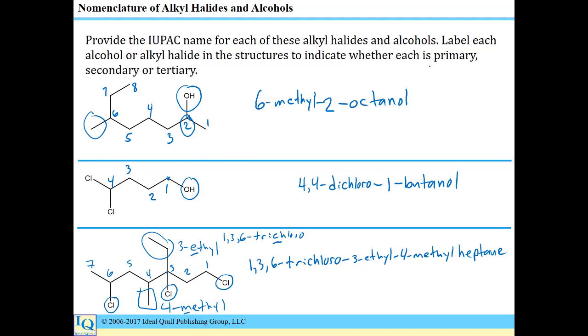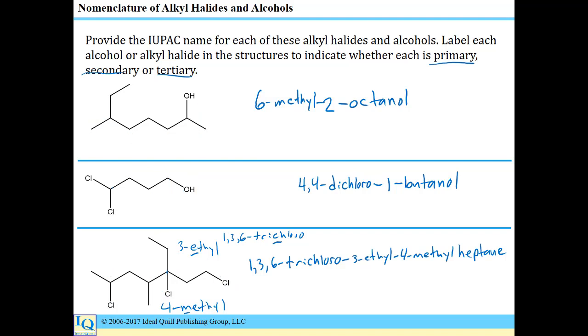Now there is one other part of this problem. It's asking you to indicate whether each alkyl halide or alcohol within each structure is primary, secondary, or tertiary. So if we erase all of our scratch work and identify each alcohol, you're really looking at the carbon to which it is attached. And you see that there are 2 carbons attached to that carbon that has the alcohol in it, so that would be considered a secondary alcohol. This is a primary alcohol, so there's only 1 carbon attached.